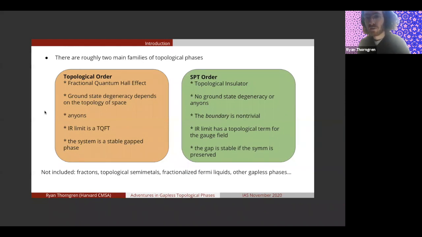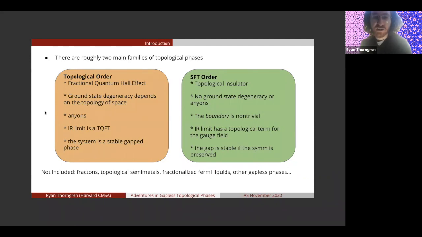On the other hand, we have SPT order, or symmetry protected topological order. So the main example here, or the most famous, is the topological insulator. These systems don't have any ground state degeneracy, and they don't have any anyons either. So they really look quite trivial in the bulk. It looks like a trivial gapped phase. But nonetheless, if you study them on a system with a boundary, you find interesting physics going on at the boundary. For example, there could be spontaneous symmetry breaking. The protecting symmetry could be spontaneously broken at the boundary, or we could have some gapless modes.